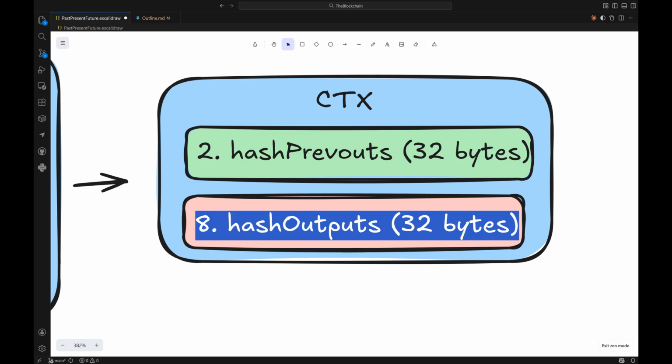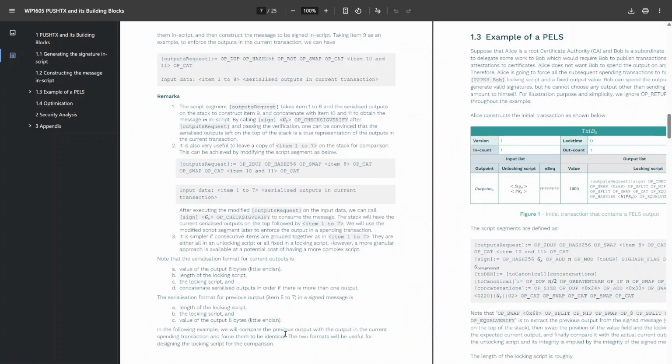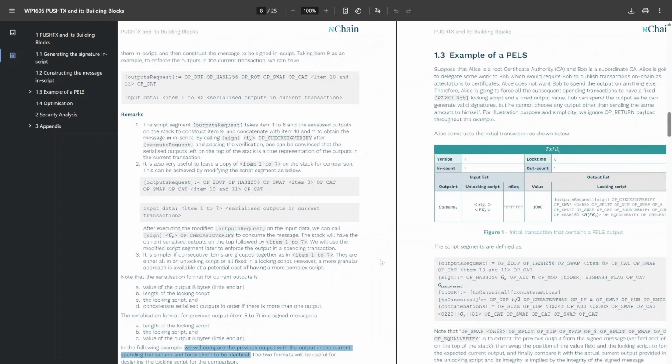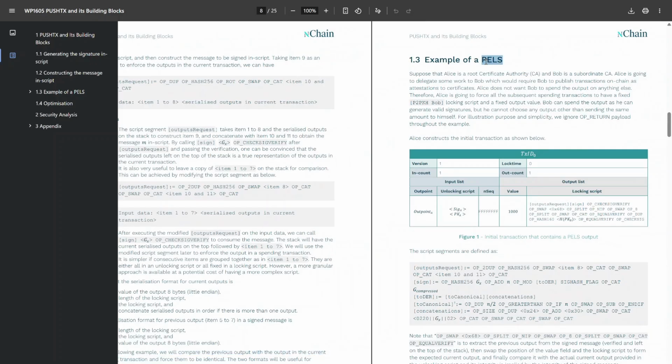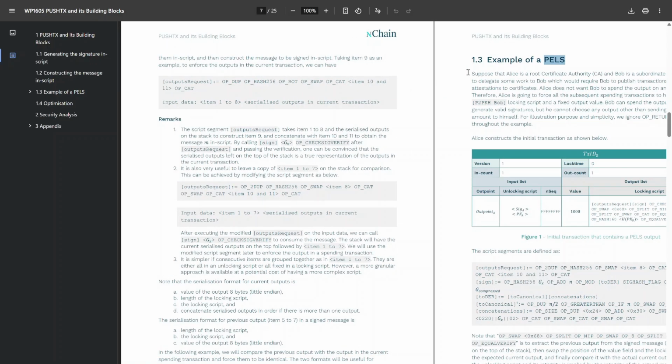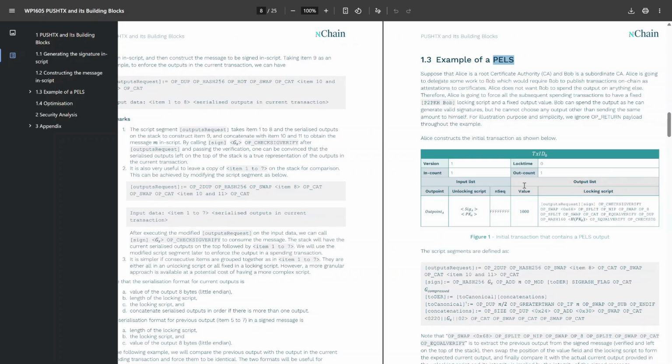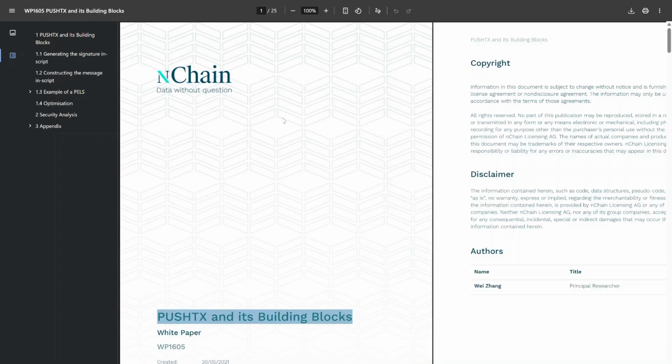The latter is introduced in the paper as a concept named Perpetually Enforced Locking Scripts, or PELS for short. It gives an example of how they work also. E.g., we will compare the previous output with the output in the current spending transaction and force them to be identical. Before explaining hash prevouts, hash outputs, and PELS, how does PushTX work?